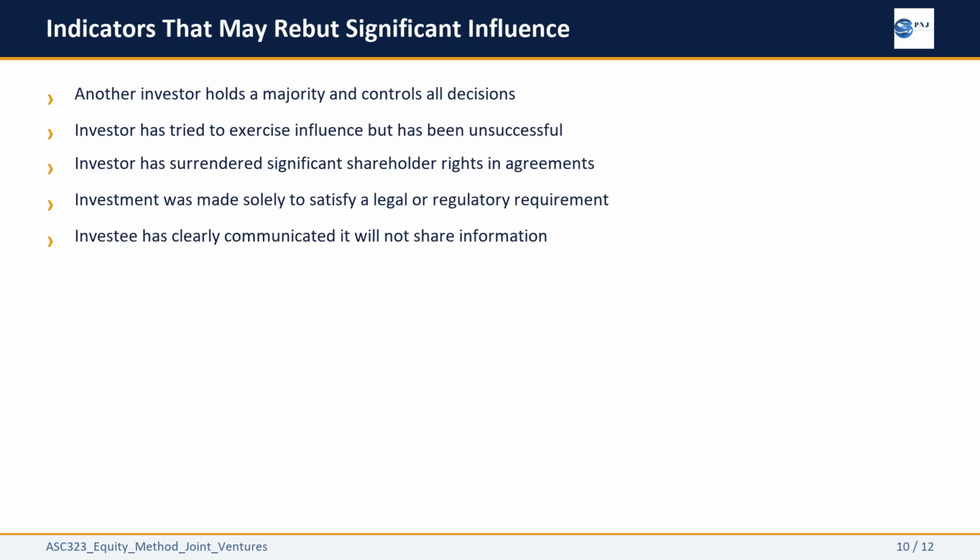Here is the other side of the coin. Even at 30 or 40% ownership, you may not have significant influence if the facts point the other way. If a majority shareholder controls every decision and your vote is irrelevant, that matters. If you have actively tried to participate but been shut out, that is evidence against influence. If you signed away shareholder rights or the investment was made purely to meet a regulatory requirement, those facts weaken the case for the equity method. And if the investee refuses to share financial information with you, participating in policy decisions becomes practically impossible.